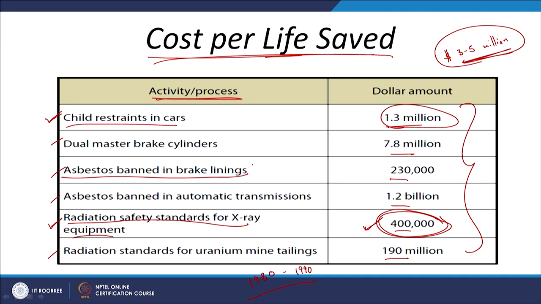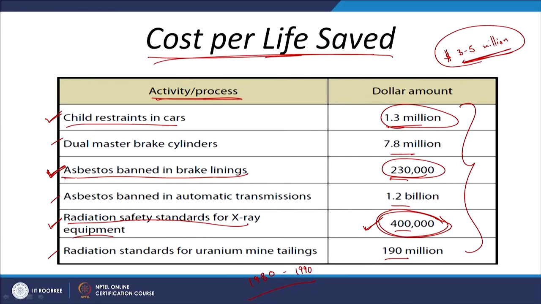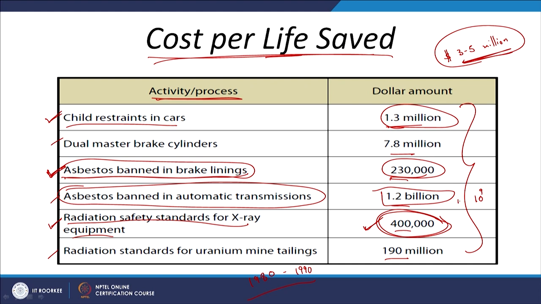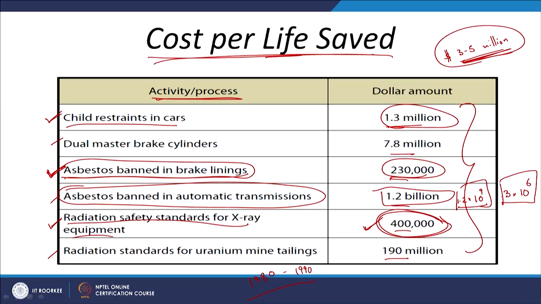Again, asbestos was banned in brake linings. This I'm sure about. You had issues with air pollution even in the workplace, where the brake linings were fabricated and put in place. But asbestos being banned in automatic transmissions, as you see, is 1.2 billion, that is 1.2 times 10 to the power 9, while the average is 3 times 10 to the power 6. This being much higher than the average value we place on a human life, asbestos in automatic transmissions has not been banned, to my current knowledge anyway.